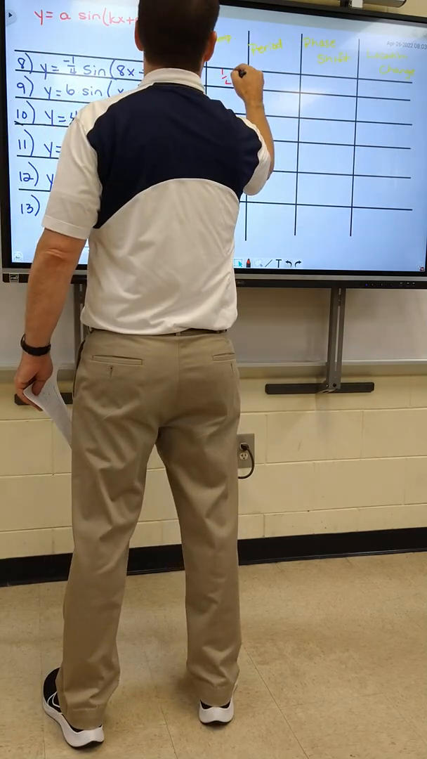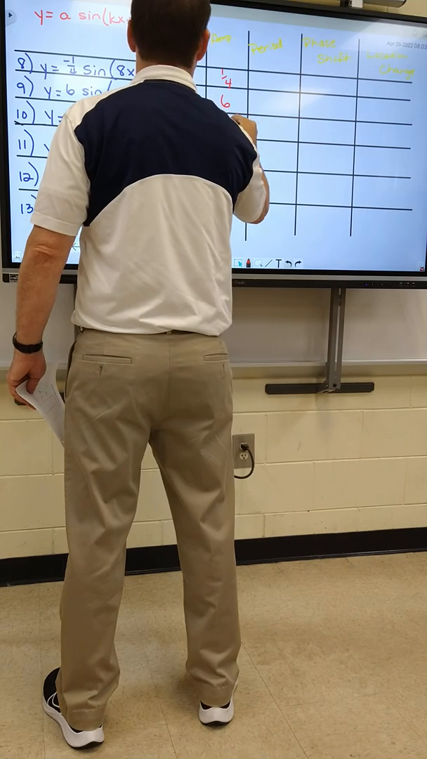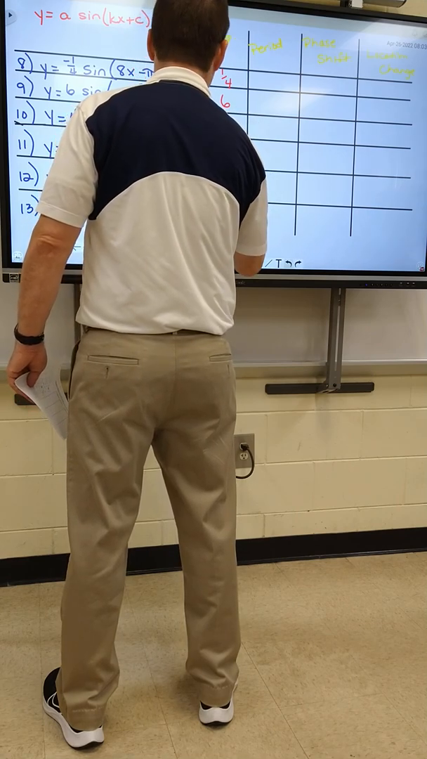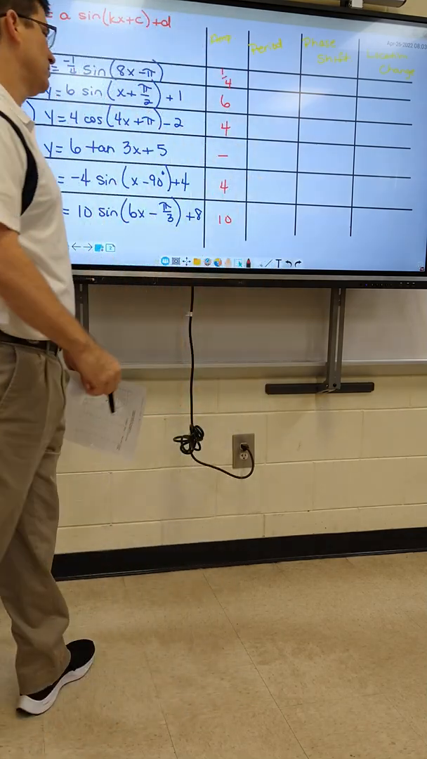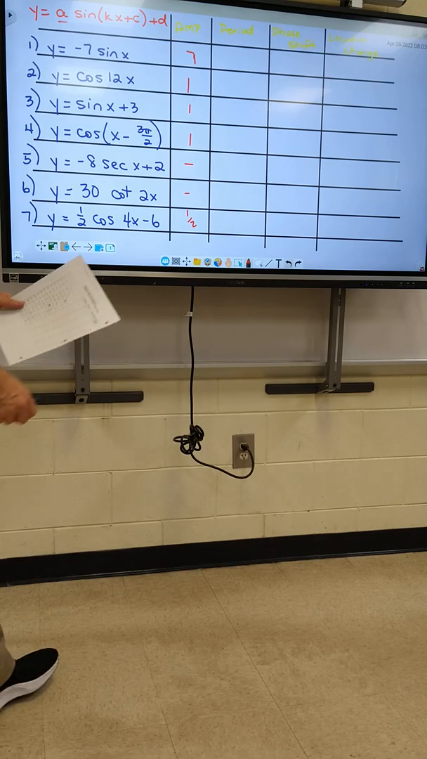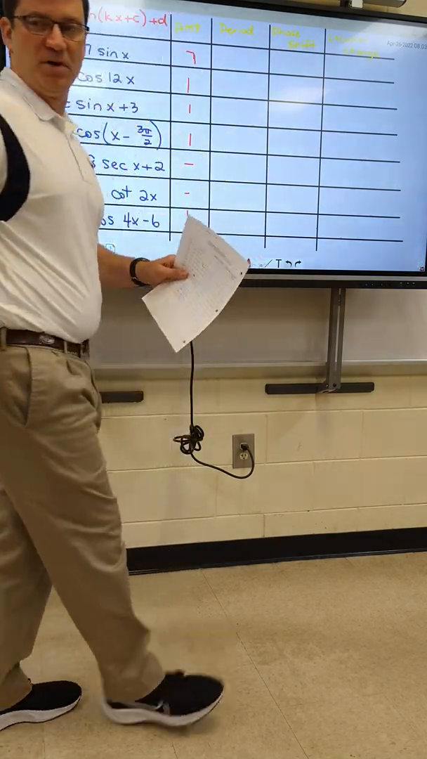So that'd be 1/4 there, that'd be 6, that'd be 4, that'd be, whoops, none, 4, 10, y'all can finish up 14 and 15. All right, second column, period. Write the formula down off the formula sheet.